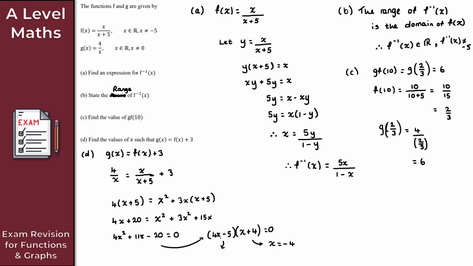And then for this solution here, 4x minus 5 is equal to 0. So add 5 to both sides, divide through by 4. And in that case, then x is equal to 5 over 4 there. And there we have it. So x equals 5 over 4 and x is equal to minus 4. That gives the solution to the second question, question 2.